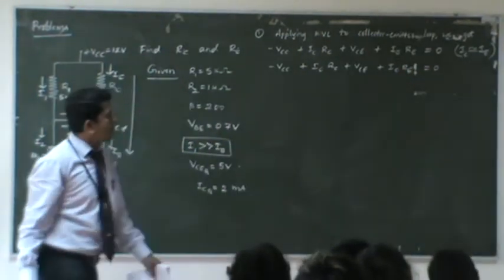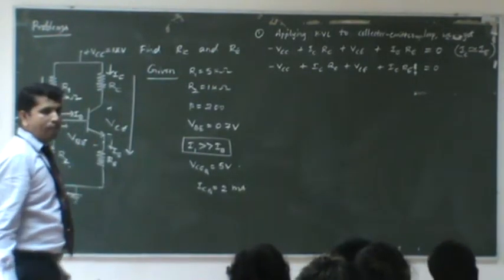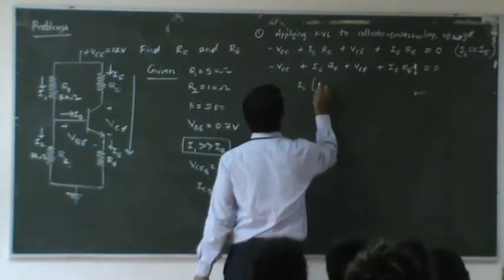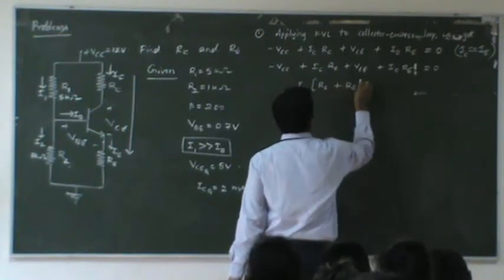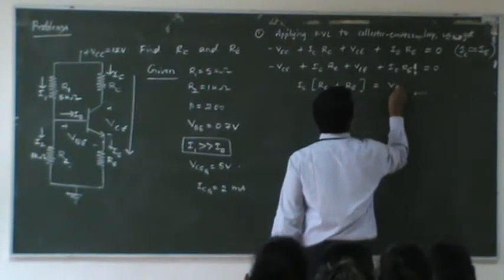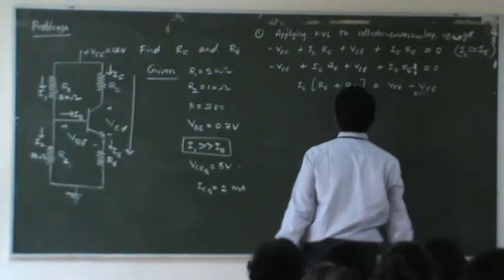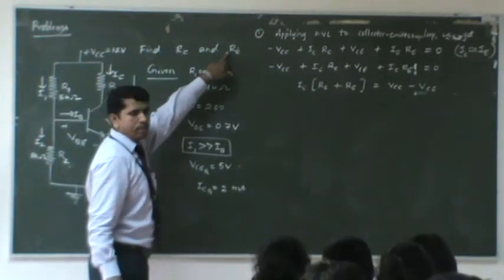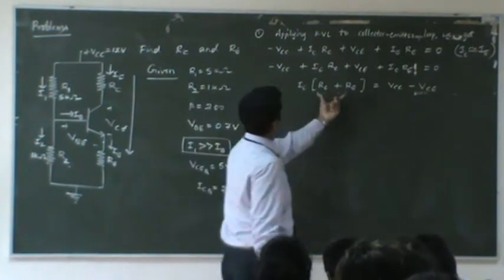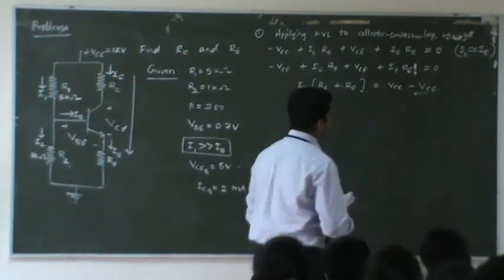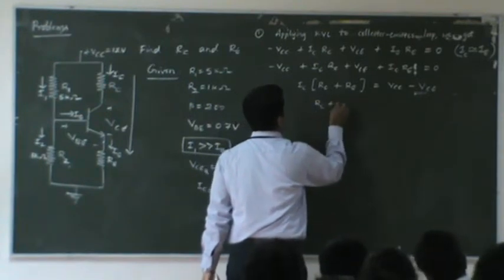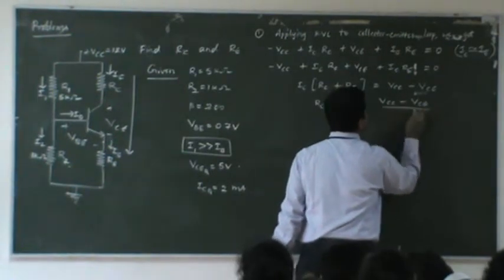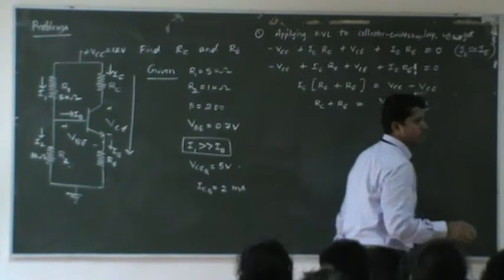Can you take out IC as a common factor and send the rest of the terms to the other side? IC you take out as a common factor, RC plus RE, which is equal to VCC minus VCE. Because both are unknowns here, right? That's what we ought to find out, RC and RE. So we rewrite this and we get RC plus RE is equal to VCC minus VCE divided by IC. Substitute this and find out the answer.